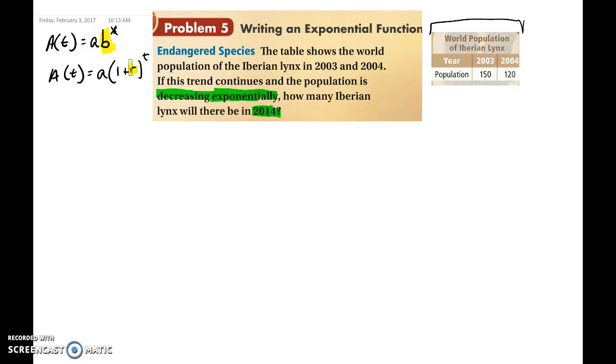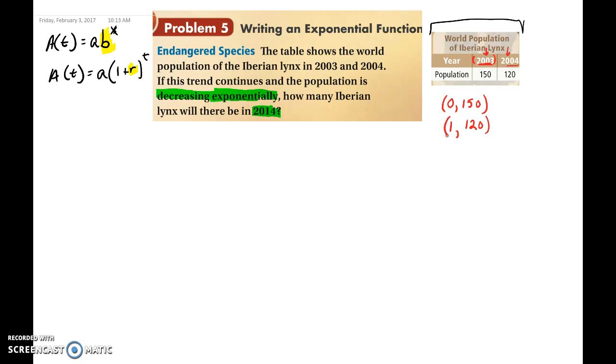Now, when we're given this information, what you should do first is create ordered pairs from these. Now, rather than using 2003, since that's the initial starting time of this period, let's just say that this was our first year or the beginning year. So we'll say at year 0, so it's the beginning of time, and there's 150. So then this way, 2004, we can just say 1 and 120. It just gives us a little bit easier numbers to work with.